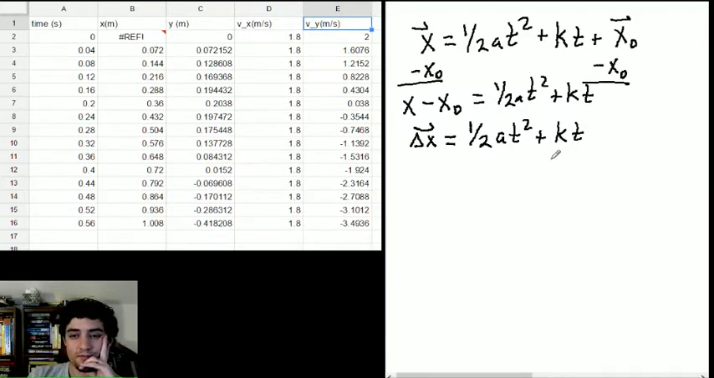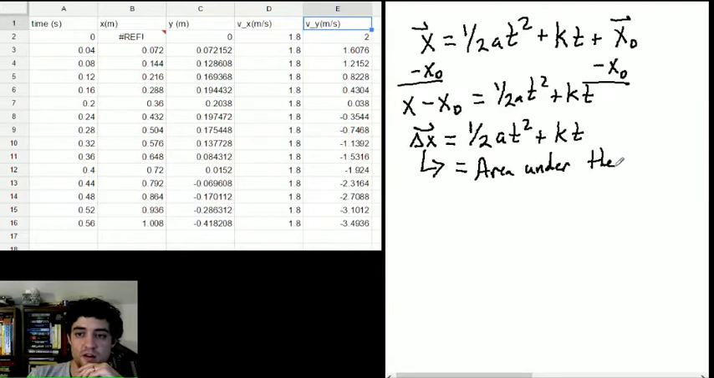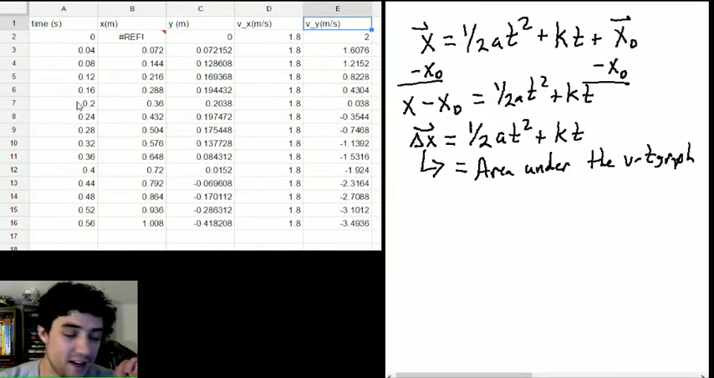Well, if only that were helpful. But we know something else too. This is also equal to the area under the VT graph. So let's look at that. We have this other piece of information, so let's go explore and see what we can find with that.